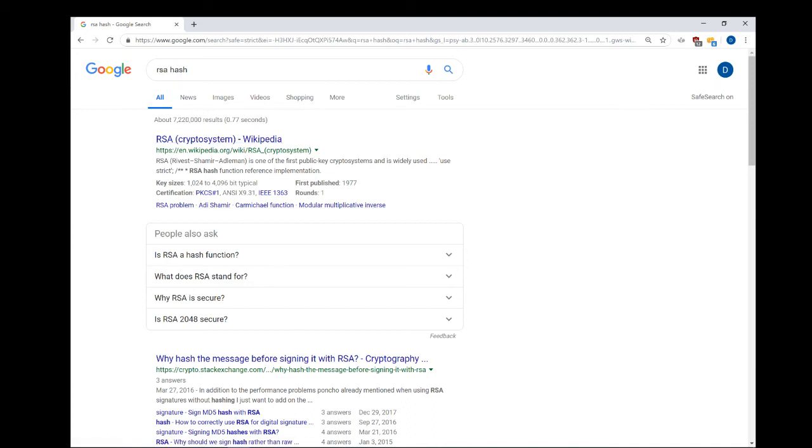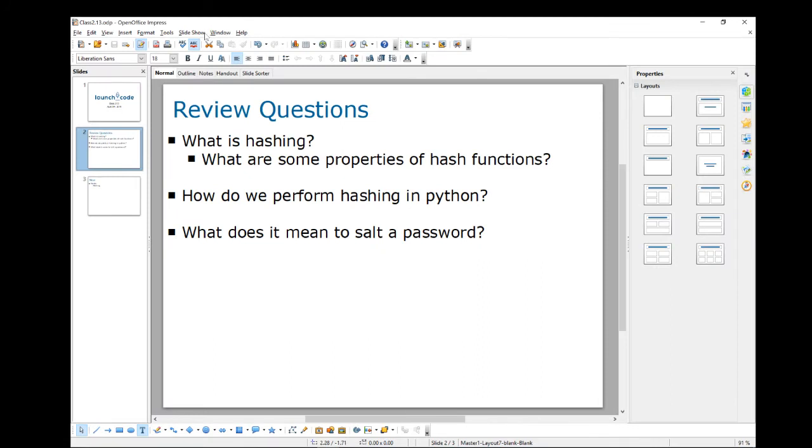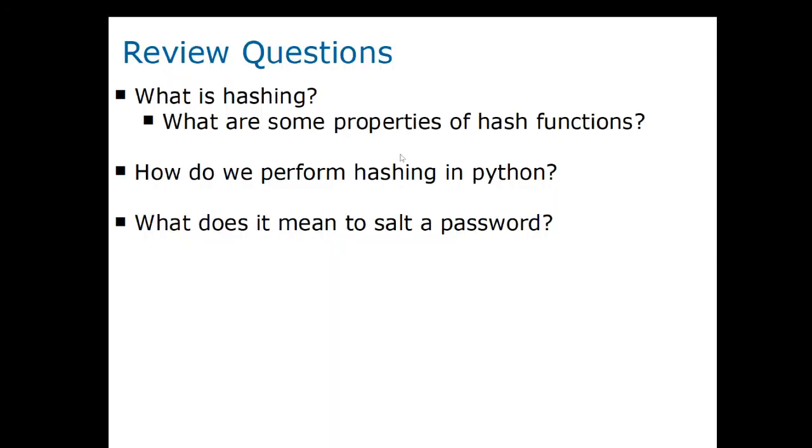Cool. Oh yeah, we did have one more topic here. What does it mean to salt a password? Why do we salt a password? What's the problem? Yeah, go ahead. Yeah. Rainbow tables are a problem.